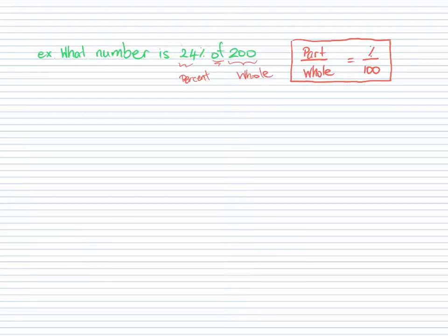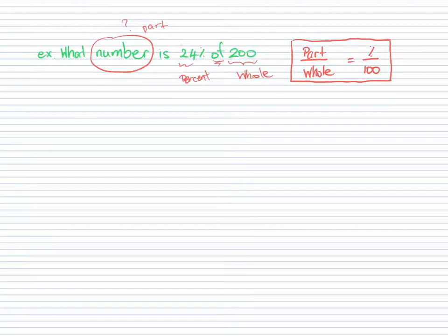And they want to know what number. What number is 24% of 200? They did not give you the part, and that's what we're trying to find. We always have three things in these questions: the percent, the part, and the whole. One of these things will be unknown. In this case, the part is what's unknown.